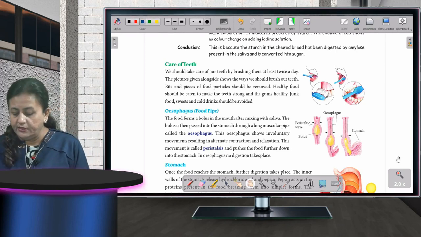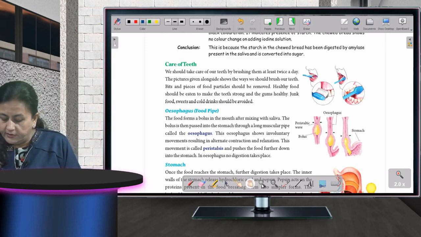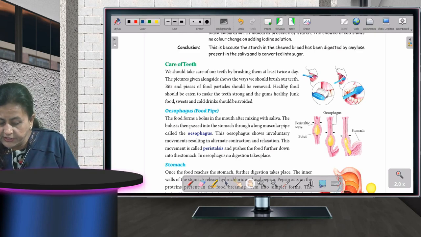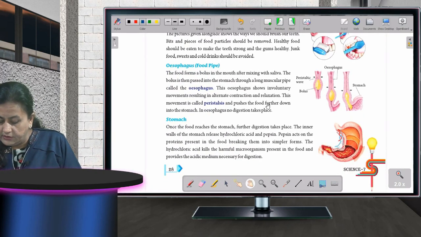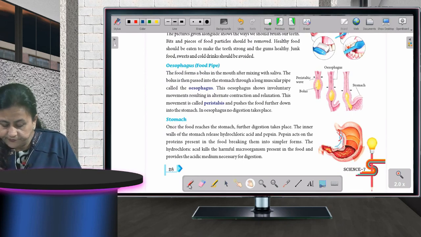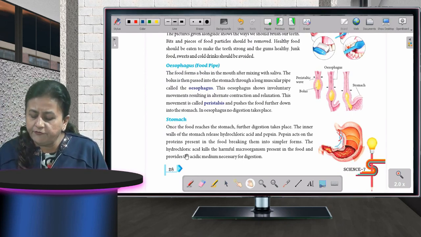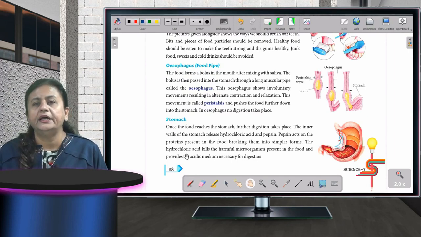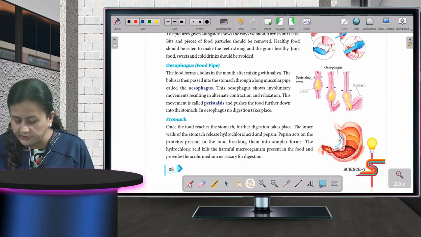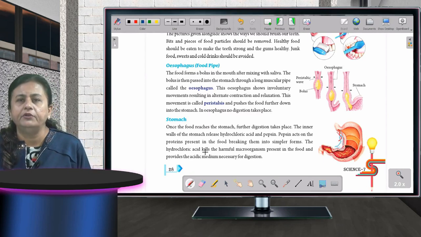Then, you all can see on your screens also. What is it? Many of you must be reading it as oesophagus. No. The correct pronunciation of this word, please listen very carefully. This is a scientific term for the food pipe.